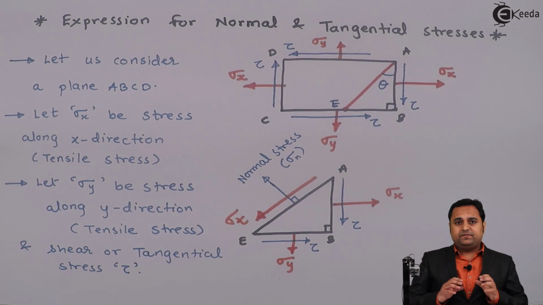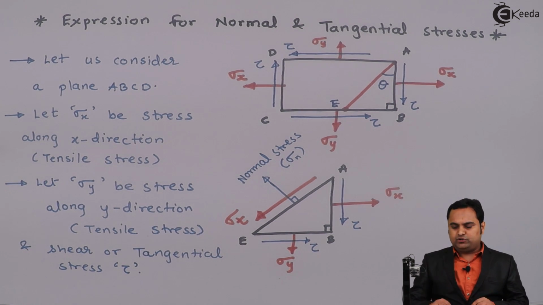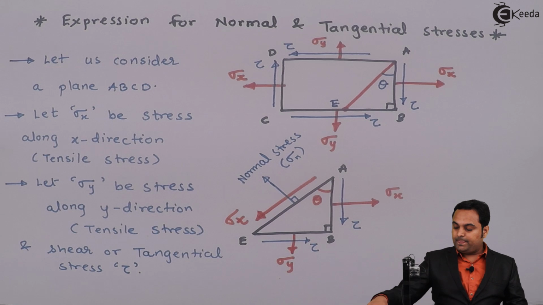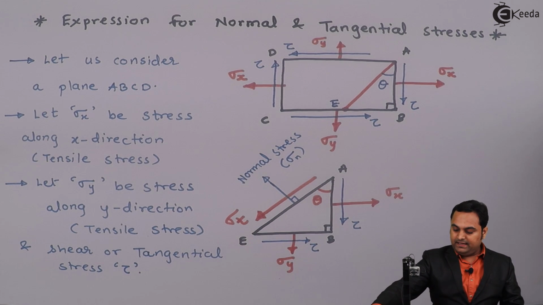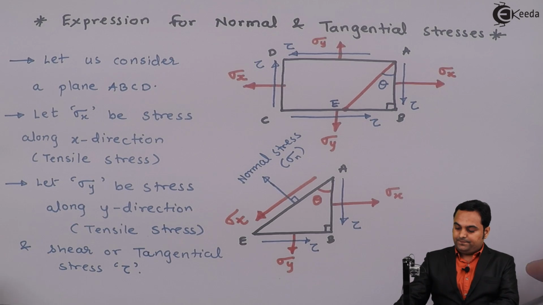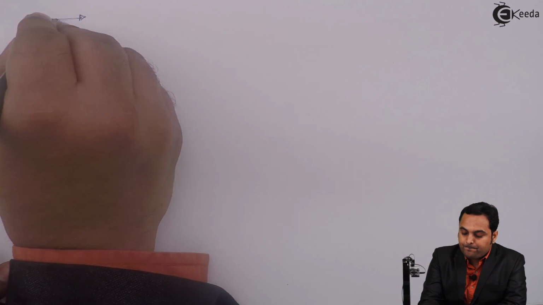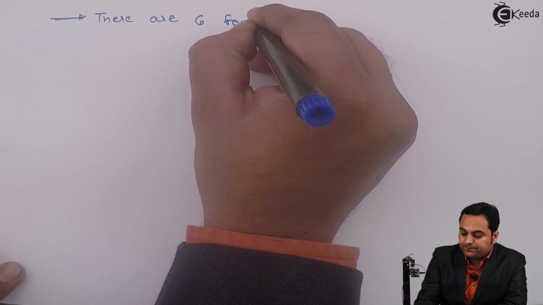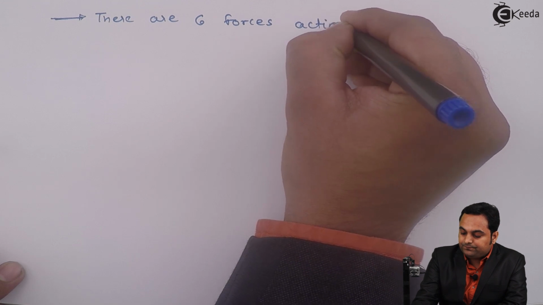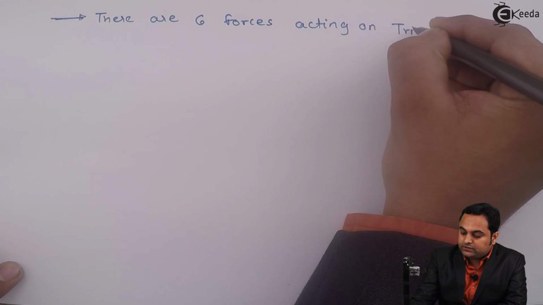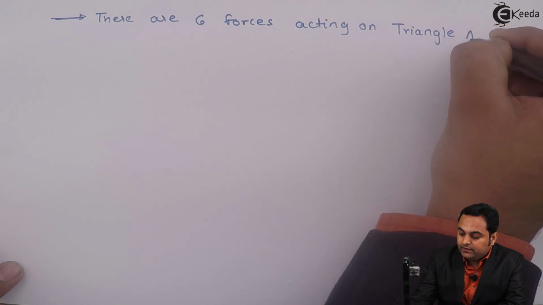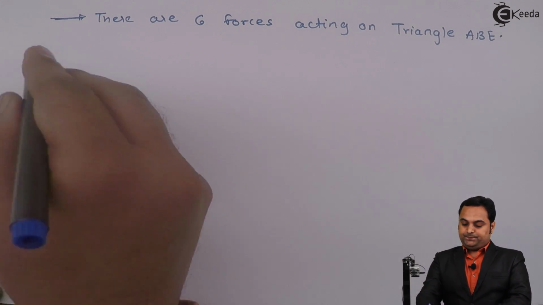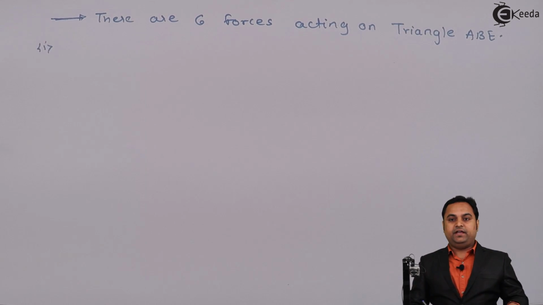So because of these stresses there would be forces acting on the member, and here this I'll call it as angle theta. So after this I'll say that there are six forces acting on triangle ABE. So from this, first I'll consider AB.